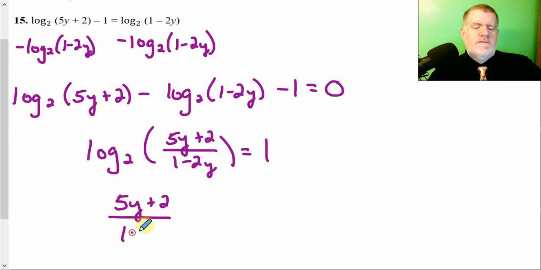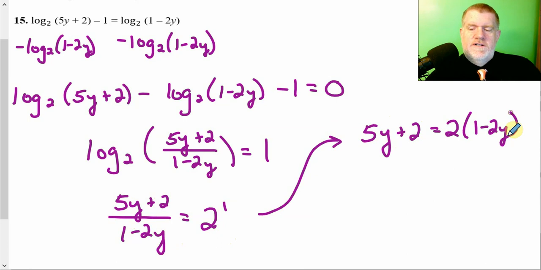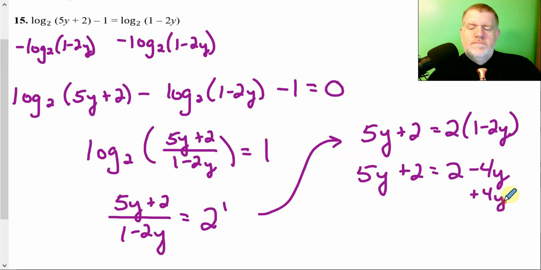So I'm going to rewrite it. 2 to the first power. Now I'm going to solve the equation. So I'm going to flip it over here and do a little solving. I'm going to multiply both sides by 1 minus 2y. Now it's just a linear. Got no squares. So just a little bit of manipulation. 2 times 1 is 2, negative 4y. All right, I'm going to add 4y to both sides. Get 9y plus 2 equals 2.